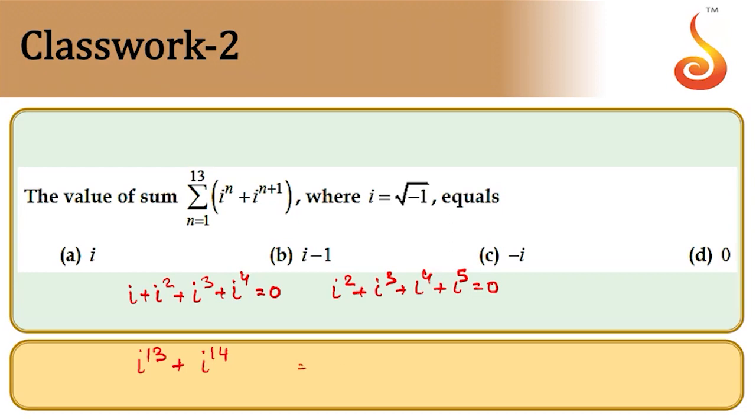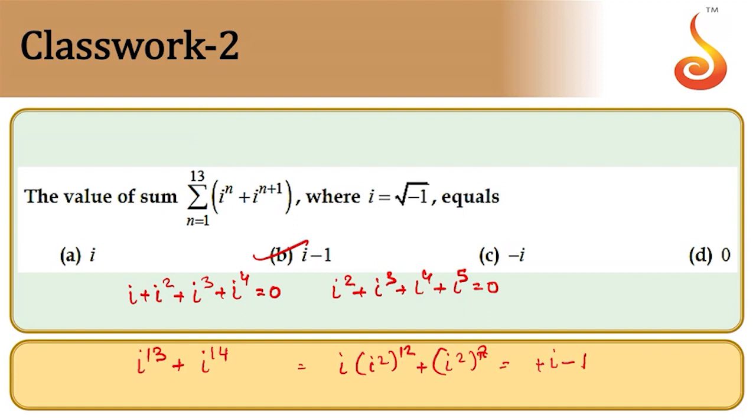So what happens in this one? i into i square to the power 6 plus i square to the power 7. Since i square is minus 1, you get i for the first term and minus 1 for the second. So finally you get i minus 1.